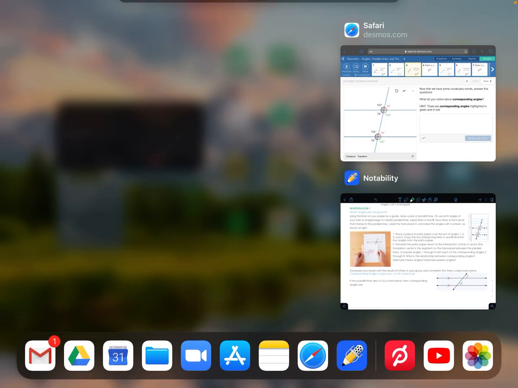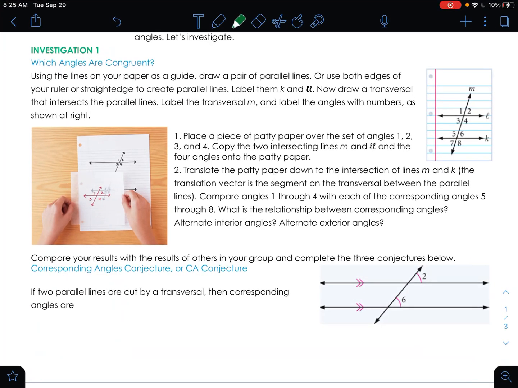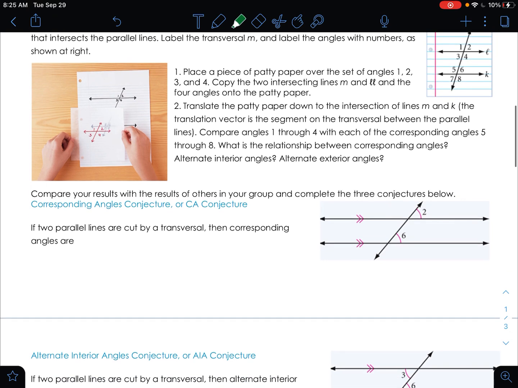So if we come back over here, we can make a conjecture about corresponding angles. And what we would say is, if two parallel lines are cut by a transversal, then corresponding angles are congruent. So anytime that you have corresponding angles, they are congruent.